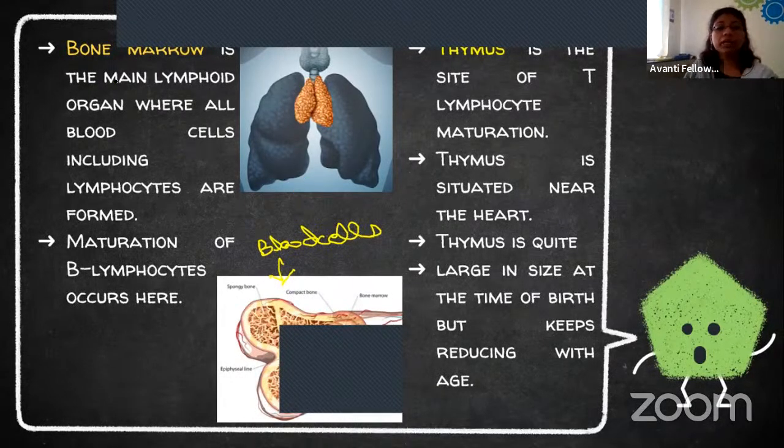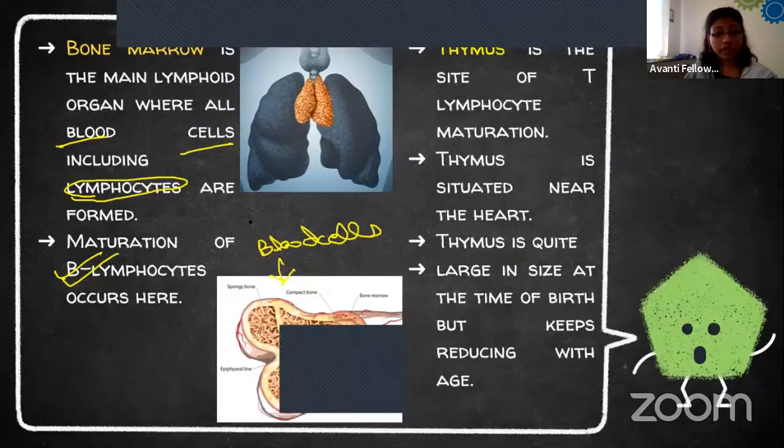So bone marrow is the main lymphoid organ where blood cells, mark this, all three blood cells are going to be produced, including our lymphocytes, which are the differentiated white blood cells. And in bone marrow, the maturation of B lymphocytes takes place. Here T lymphocytes are not getting mature, only the B lymphocytes are getting mature.